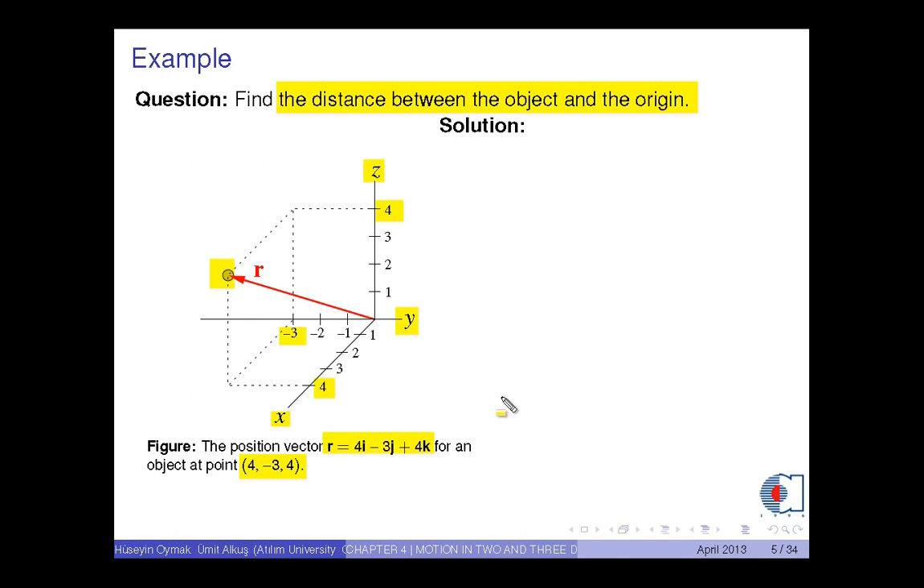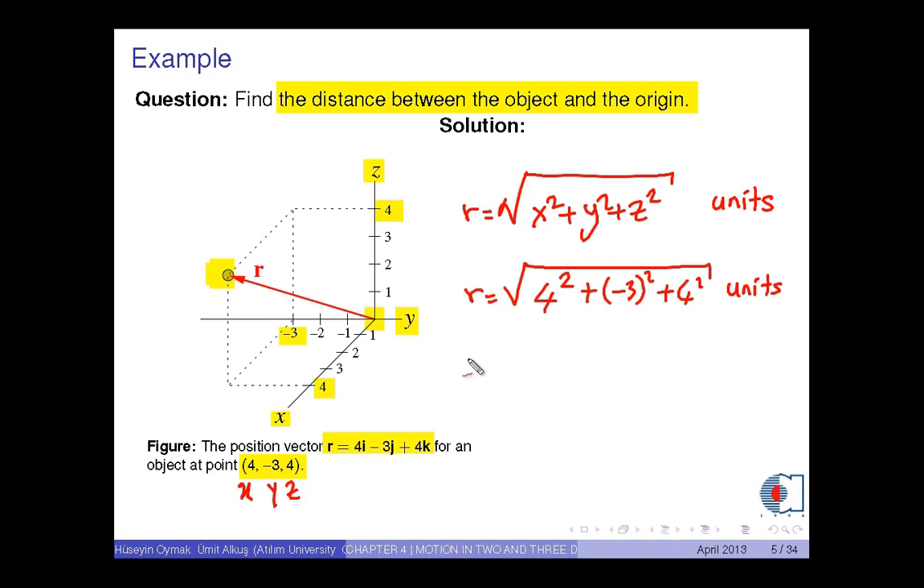The magnitude of this vector is nothing but the distance between the origin and the object, and it is found by the formula r equals square root of x square plus y square plus z square, whose unit is unit in this case. Putting the corresponding values into this formula, that is square root of 4 square plus minus 3 square plus 4 square units equals square root of 41 units, and it is approximately 6.40 units.